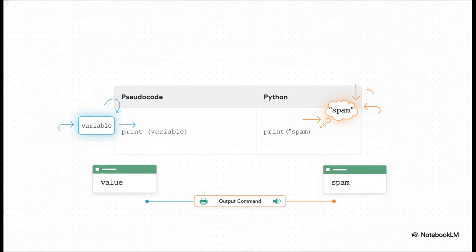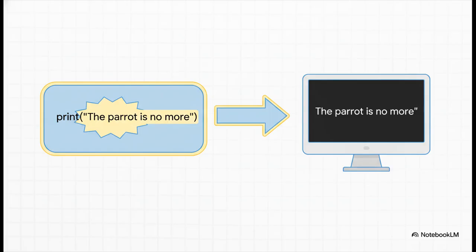And no surprises here, this is another one you'll need for your exams. Notice the direct translation again. Both pseudocode and Python use a command called print. This command is super straightforward. It just takes whatever you stick inside the parentheses and displays it on the screen. In this example, we're giving the print function a string of text, which is just a fancy way of saying any text inside quotes. When this line runs, the computer will display the exact phrase, "The parrot is no more," on the screen. Simple as that.